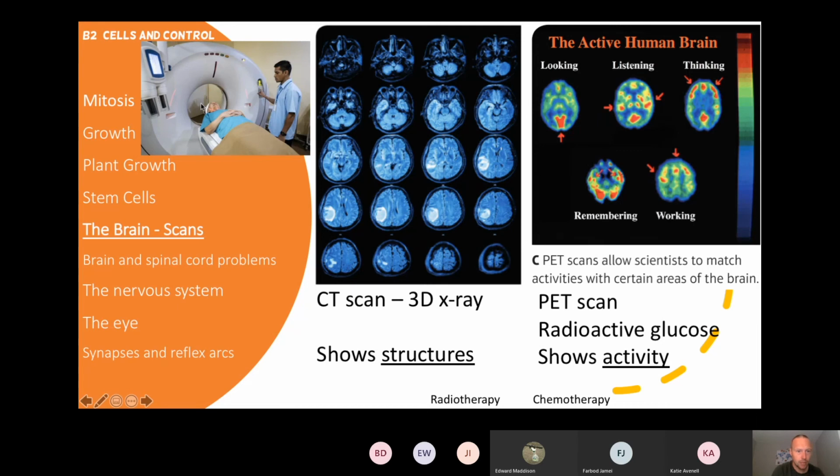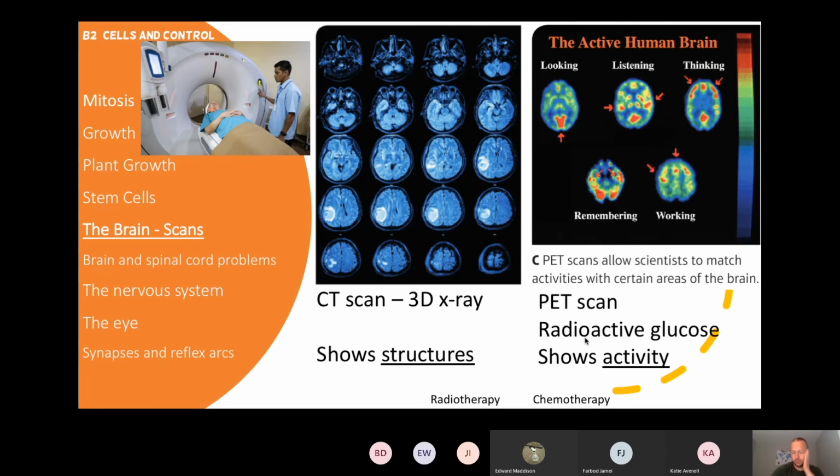So if the person's head is where my pointer is, that gamma ray is going to get picked up on one side of the machine faster than it will be on the other side. So the machine puts it together: where did that gamma ray come from? And because it's using radioactive glucose, which part of the brain is going to use more glucose? Well, it's going to be the more active part. So a PET scan shows brain activity, not just the structure, but how it's being used.